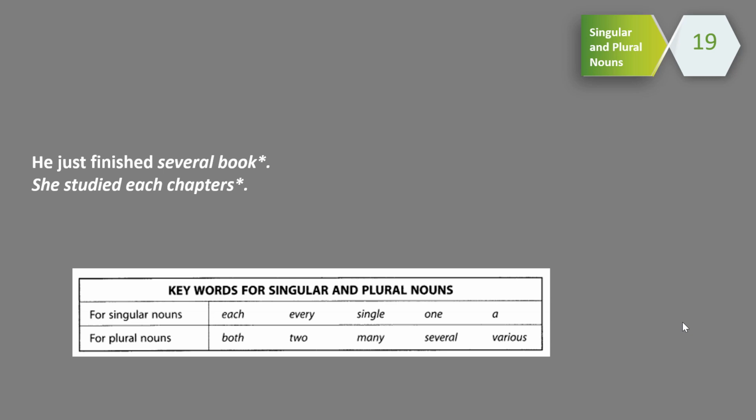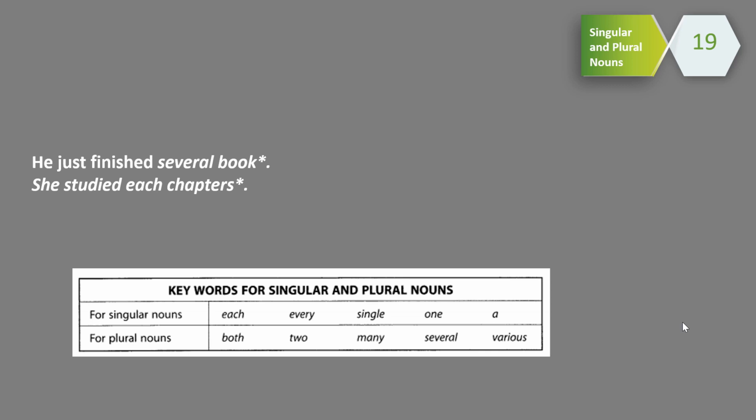Okay, the next, singular and plural nouns. Scale 19. He just finished several books. He studied each chapters. Have a look at the example. Number 1, the first example. He just finished several books. We can find an asterisk indicating an error.